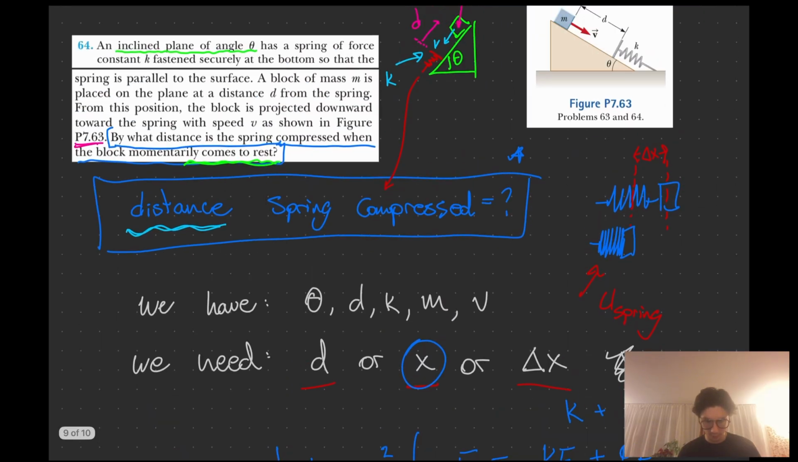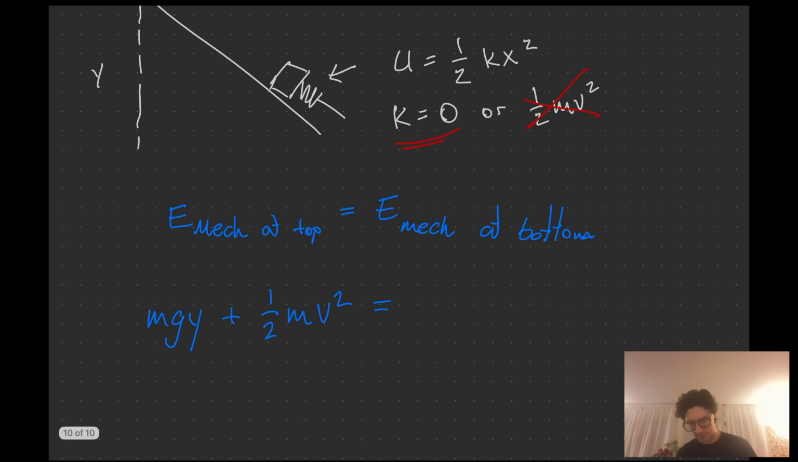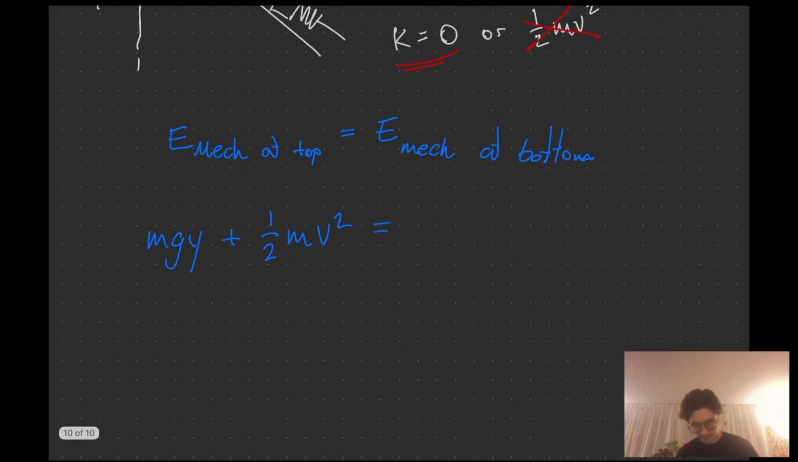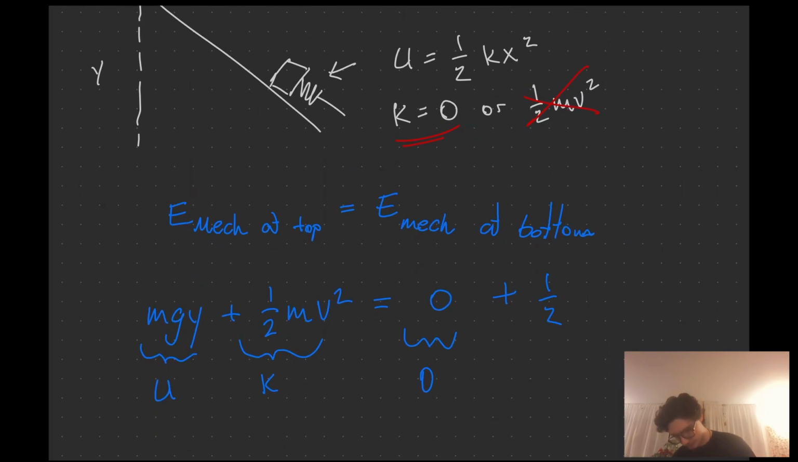Kinetic energy equals 0. And we know this because, if we look here, by what distance is the spring compressed when the block momentarily comes to rest? So the block comes down here, it momentarily goes at rest, which means its velocity is 0, so its kinetic energy is 0. Here, this is the U part, this is the K part. This K part is 0, and the only U part is coming from the spring, 1/2 kx squared.